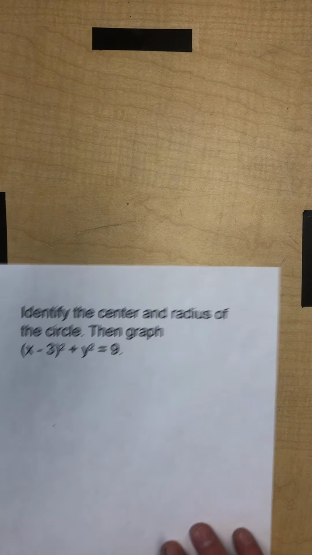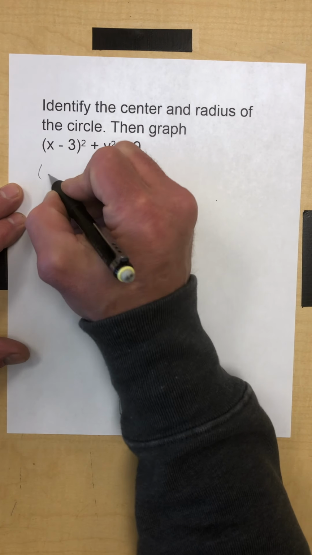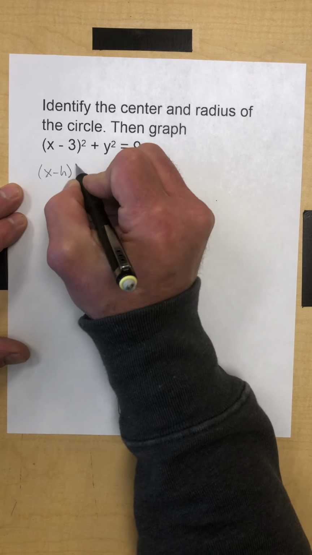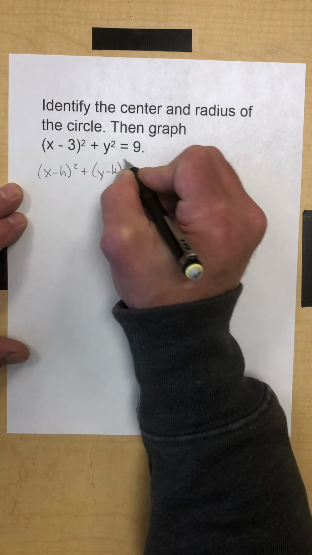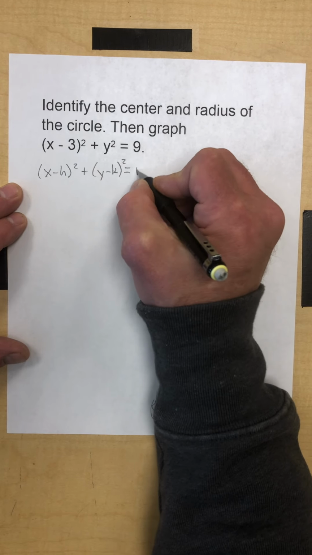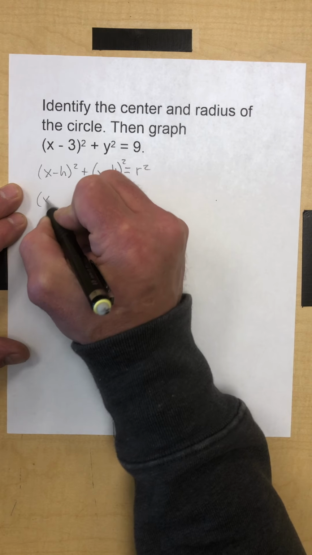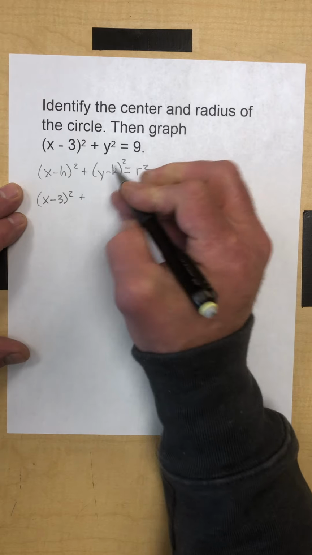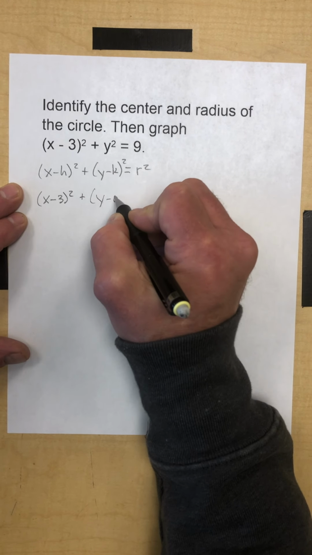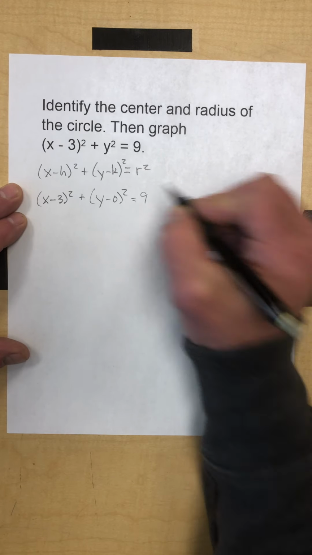All right, let's see. Got this guy. Okay, again, x minus h squared plus y minus k squared equals r squared. Okay, so my x minus 3, that guy's already set up for me, so I have x minus 3 squared plus y squared, I'd have to write that as y minus 0 squared, and then my r squared is 9.